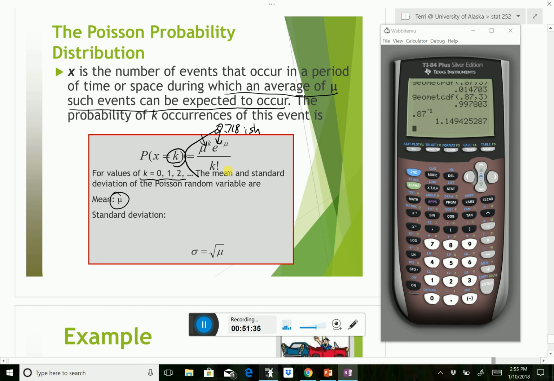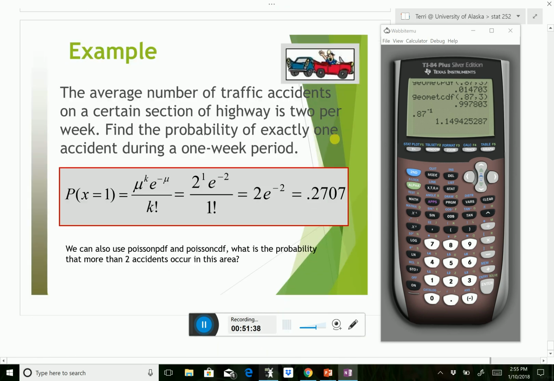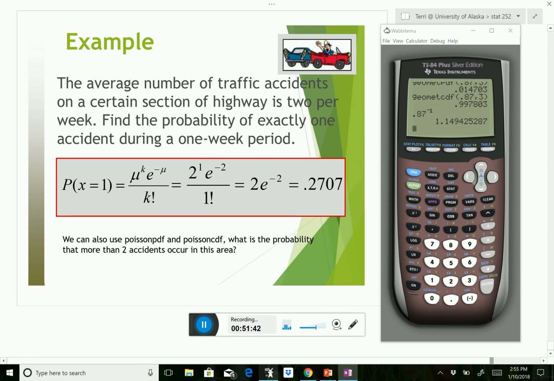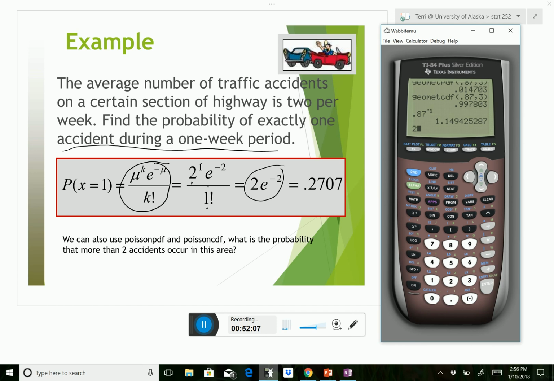So I don't expect you to use this formula. We can also use the PDF or CDF on your calculators. So the average number of traffic accidents on a certain section of highway is 2 per week. Find the probability that there's exactly 1 accident during a 1-week period. Here's what they did: mu is 2, so 2 to the 1, e to the negative 2, over 1 factorial. That's all you have to do. It breaks down easily. 2, and then your e is second natural log, to the negative 2 power, enter, 0.2707.